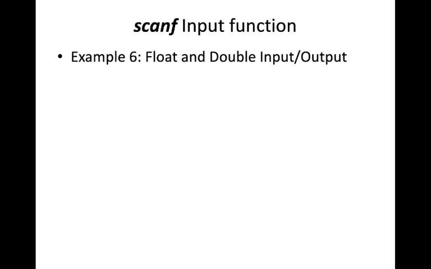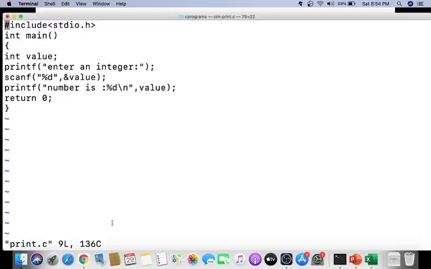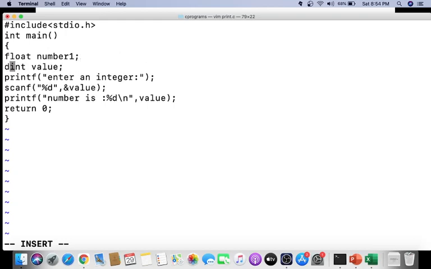The next is how to enter floating point and double numbers. We will use the same program. We will ask the user to enter some floating point and double values. So what we will do is declare some floating point variables: float number one, then double number two.